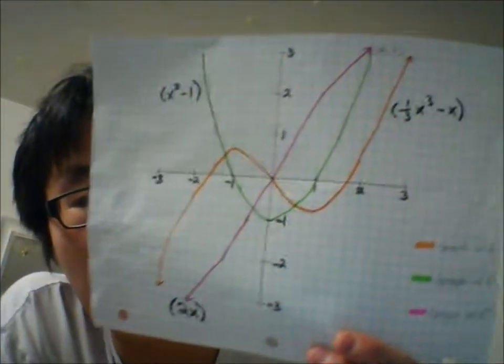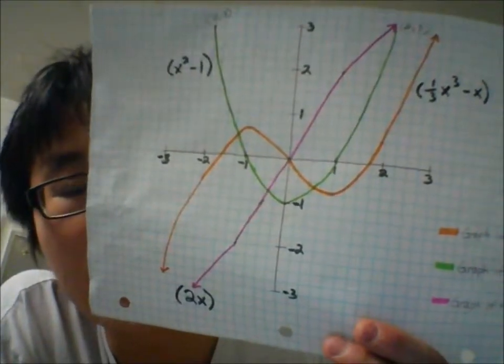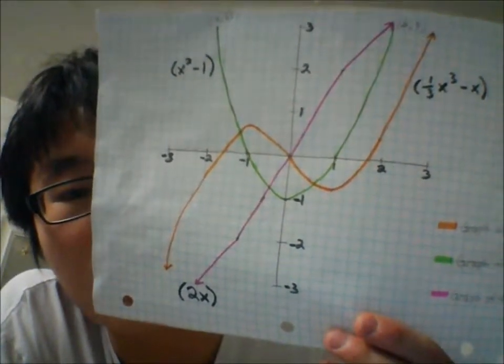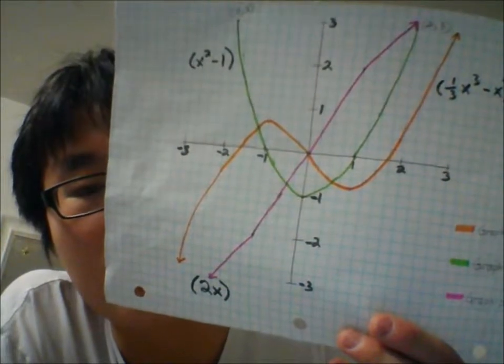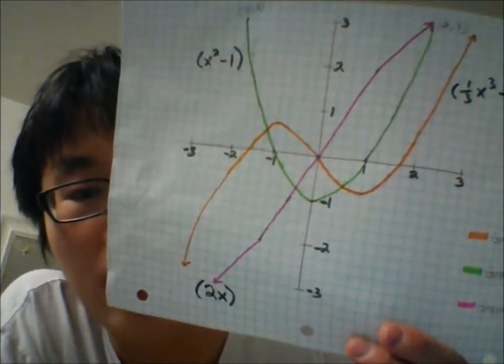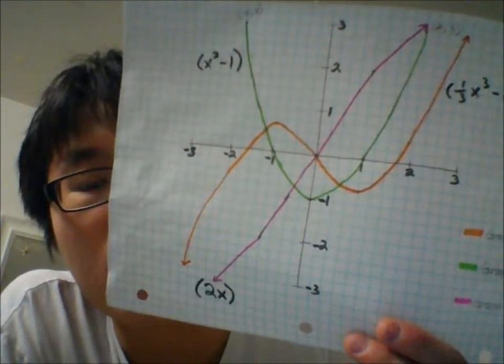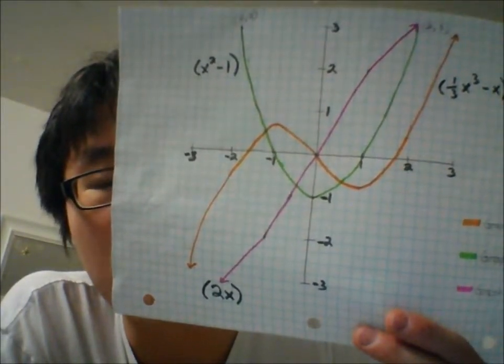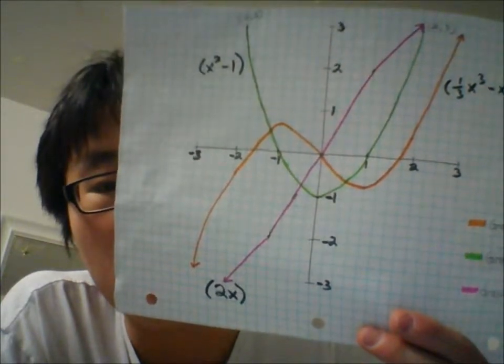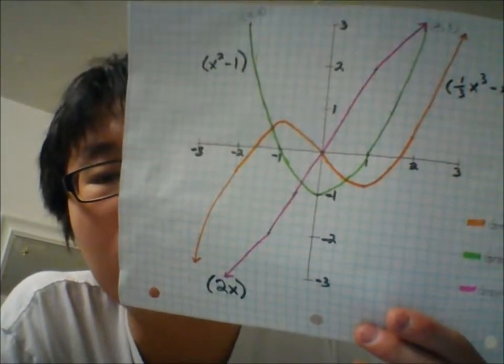This time you're looking at the pink graph, and you can tell that when x is greater than 0, it is above the x-axis, and when x is less than 0, it is below the x-axis. Therefore, the graph of f of x is concave up when x is greater than 0, and it is concave down when x is less than 0.